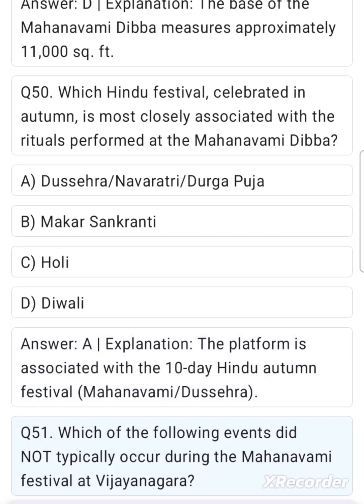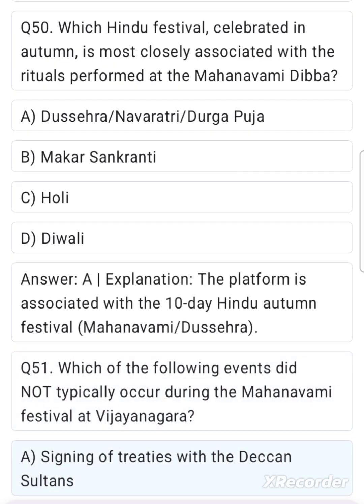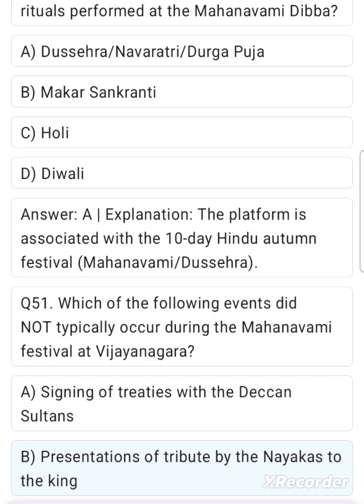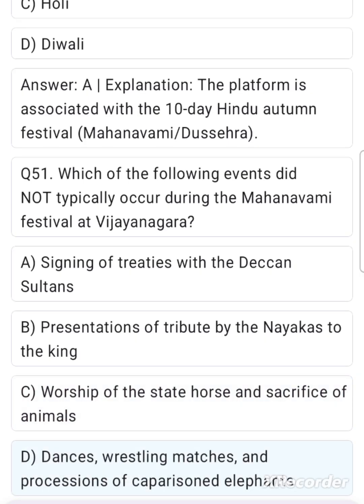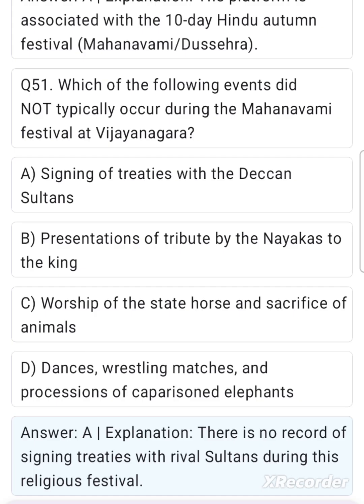Q51. Which of the following events did not typically occur during the Mahanavami festival at Vijayanagara? A. Signing of treaties with the Deccan Sultans. B. Presentations of tribute by the Nayaka to the king. C. Worship of the state horse and sacrifice of animals. D. Dances, wrestling matches, and processions of caparisoned elephants. Answer. A. Explanation. There is no record of signing treaties with rival sultans during this religious festival.